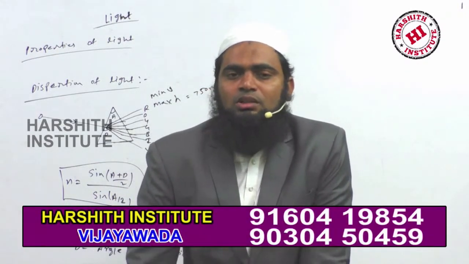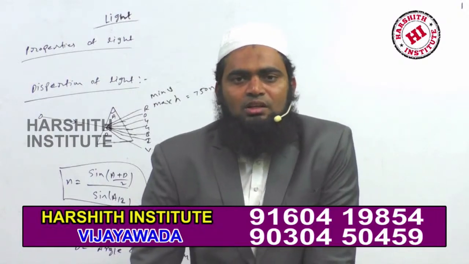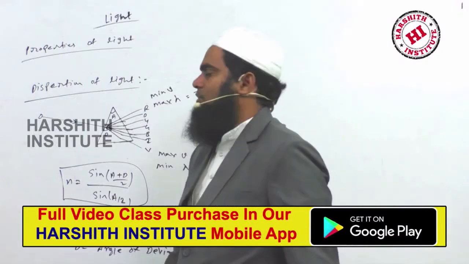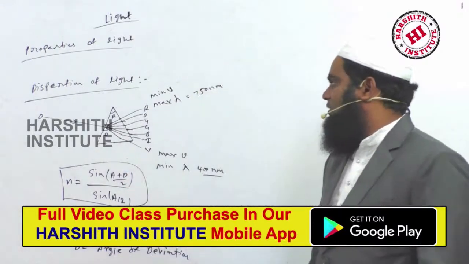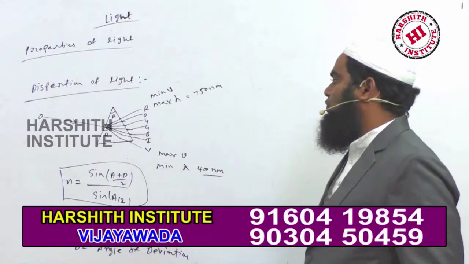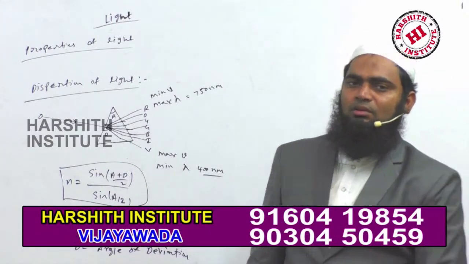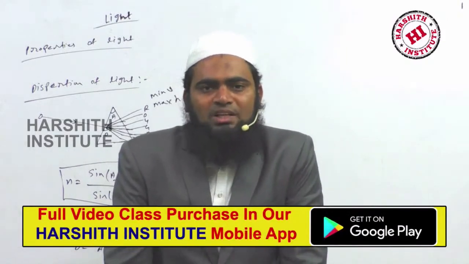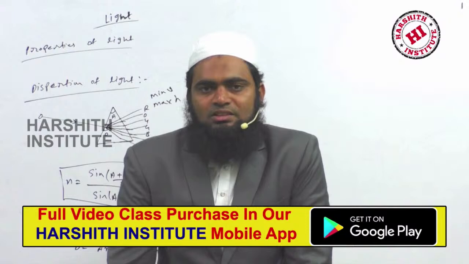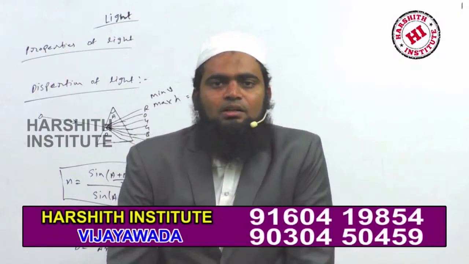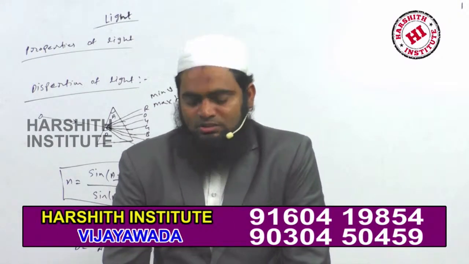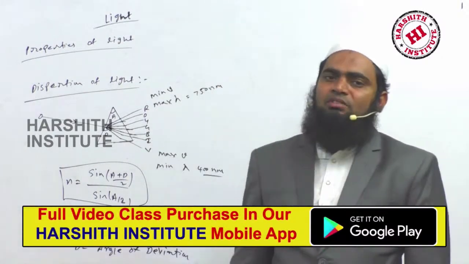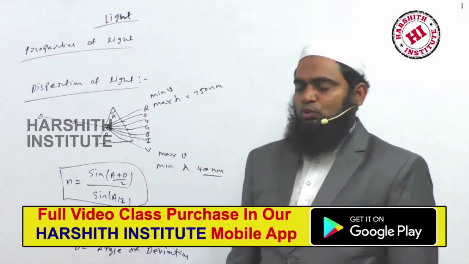Now violet contains the minimum wavelength, and red contains the maximum wavelength. So the maximum deviated color will be violet, and the minimum deviated color will be red. Since red deviates the least, it is used as a traffic signal, because it can be seen from a long distance. But violet cannot be seen from a long distance, because it is the maximum deviated color. It contains maximum frequency and minimum wavelength.